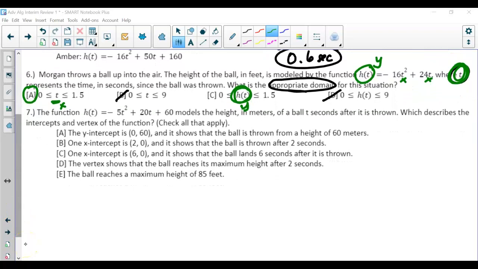And so for our last graph question here, again, focusing on the ball being thrown, here's the model with t representing your time in seconds, that's your x. So we're checking off to see all that apply. So the y-intercept is (0, 60), which shows that the ball is thrown from a height of 60 meters.